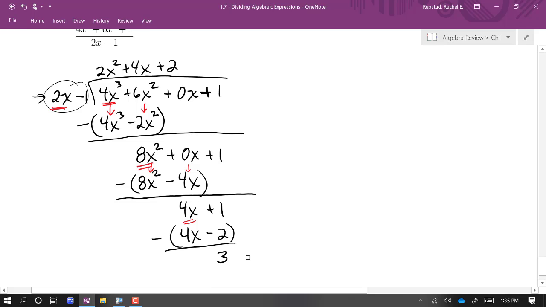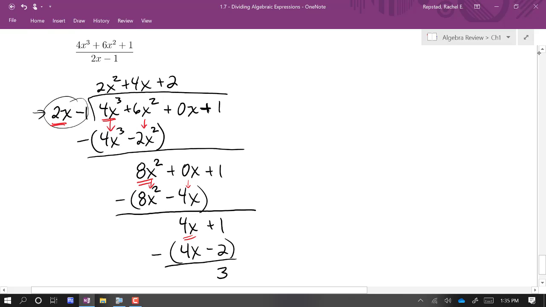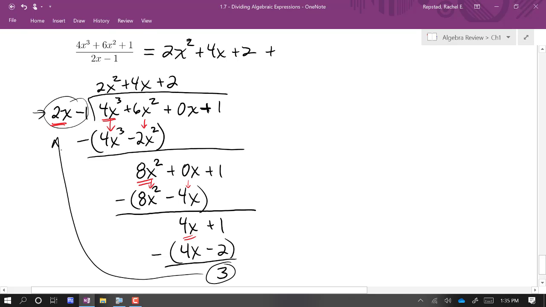So I got a remainder of 3. What that means is that when I do this division, I get first my quotient, 2x squared plus 4x plus 2, and then plus, you take your remainder, put it over your divisor, plus 3 over 2x minus 1. And that is the result.